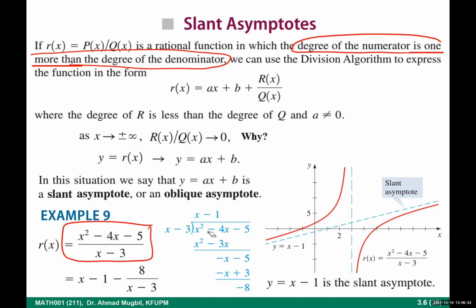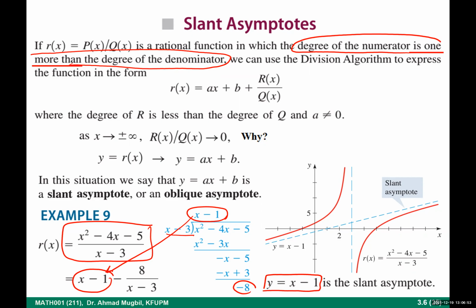You divide by x minus 3 and continue the division until the end, until you have a degree less than the degree of the divisor. Now the quotient of the division, the result, is the line that you are looking for. y equals x minus 1 is the slant asymptote.